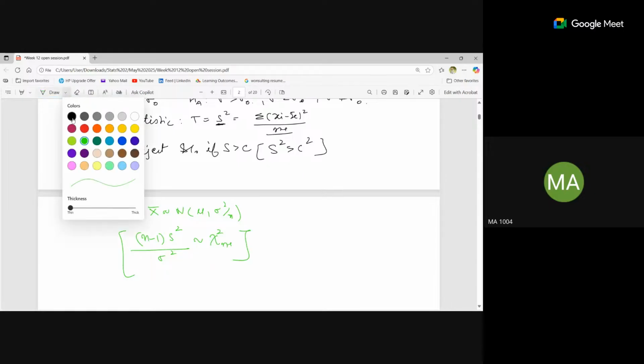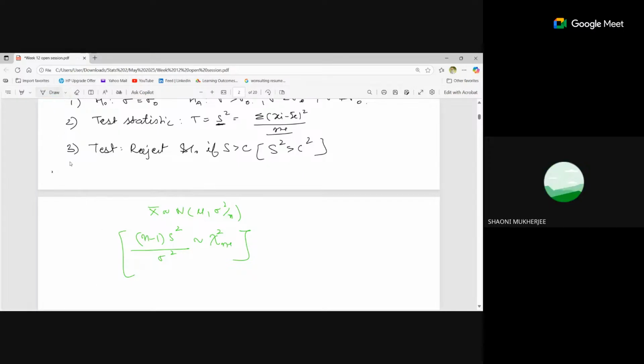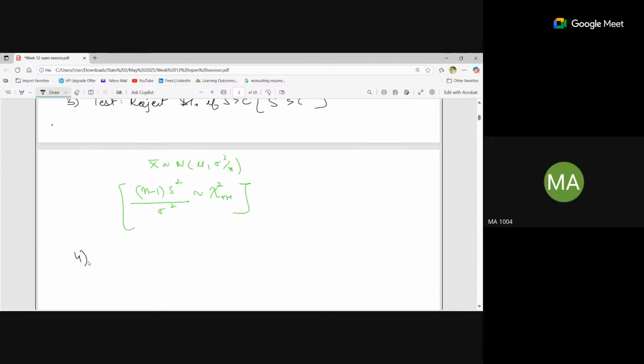Now, the same procedure we would be doing. Now we will be calculating the alpha. So alpha would be the probability of rejecting H naught, that is my S is greater than C given my H naught is true, right? So I have to convert this into this equation, correct? S square greater than C square given H naught true. Now this will be the probability of, I would be multiplying n minus 1 both sides and dividing it by sigma square.